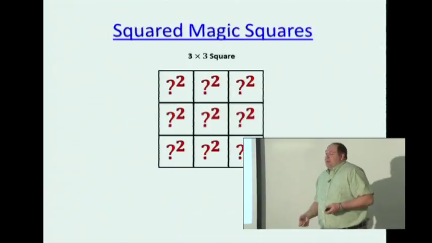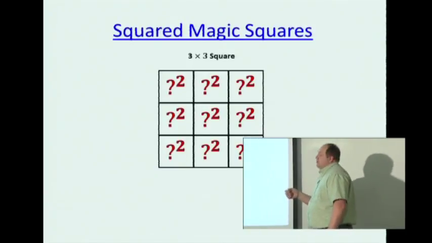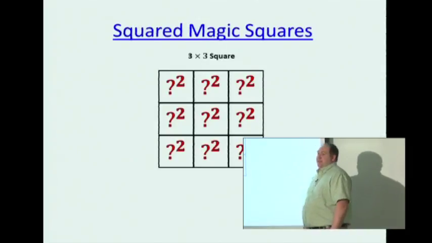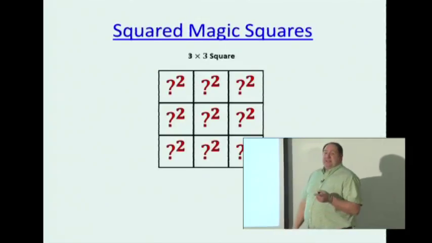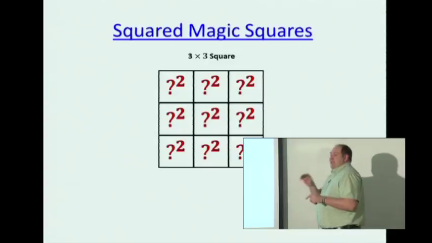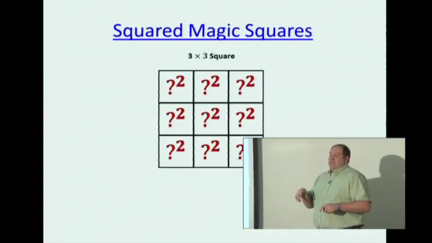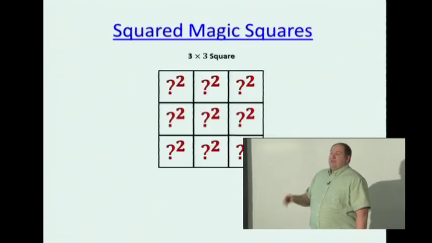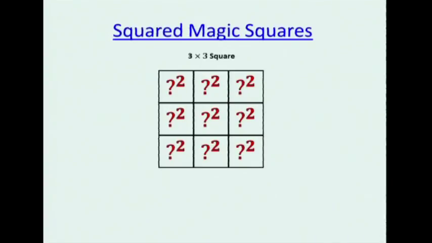Is there a 3 by 3 square where I can take 9 whole numbers, square those whole numbers, and get rows, columns, and diagonals to add up? No one knows. The best anyone's ever done is 7. So they take 7 distinct whole numbers and square them, and then they just plug in 2 random numbers to make it work. If you can answer this question, there's a prize and worldwide fame awaiting you.